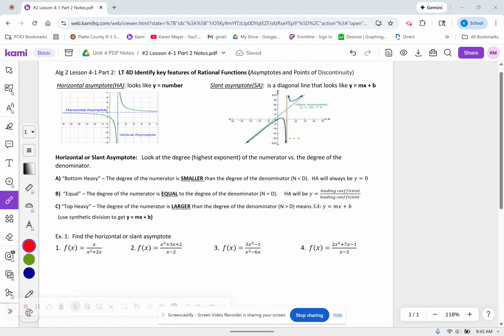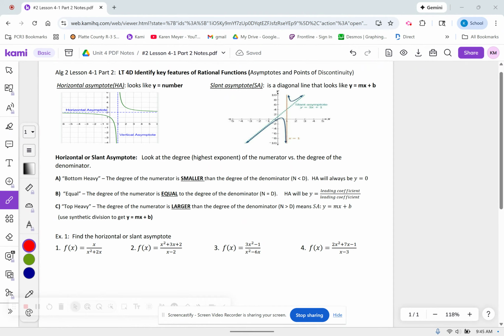A horizontal asymptote has to go horizontally, which means it must go through the y-axis. So when you are writing your final answer for that one, it will look like y equals a number. And the second one we will talk about is called a slant asymptote. A slant will be a slanted line, which is also known as a diagonal line. And diagonal lines will look like y equals mx plus b.